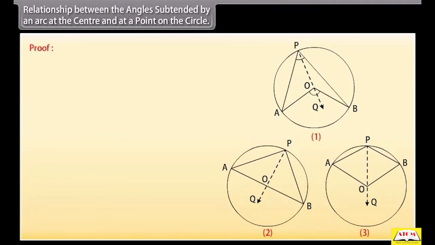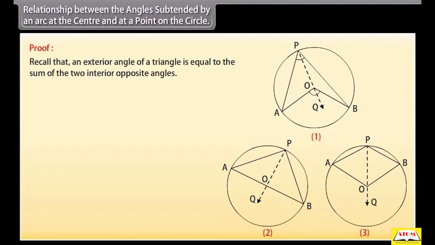Proof. Recall that an exterior angle of a triangle is equal to the sum of the two interior opposite angles. So we have angle QOB is equal to angle OPB plus angle PBO.